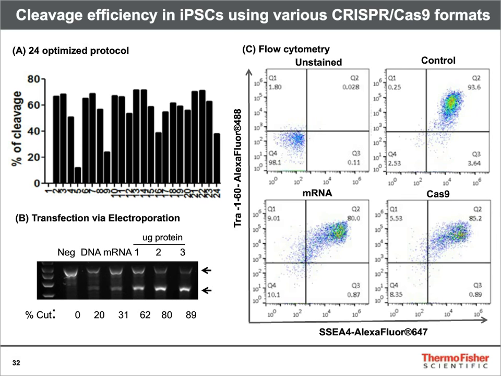We used SSEA4 and TRA-1-60 as markers for pluripotency. As you can see, iPSCs edited with Cas9 mRNA and protein are positive for pluripotency markers. Next, I will talk about editing in iPSC or ESC that are grown feeder-free using Essential 8 medium.